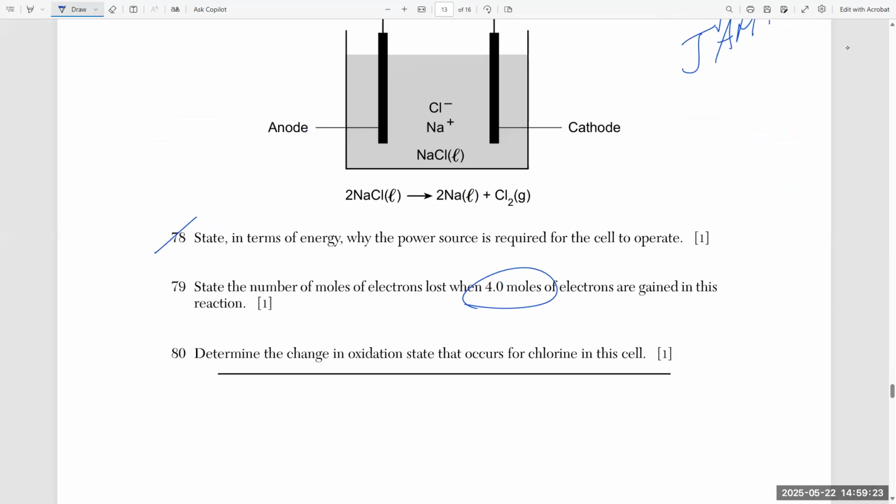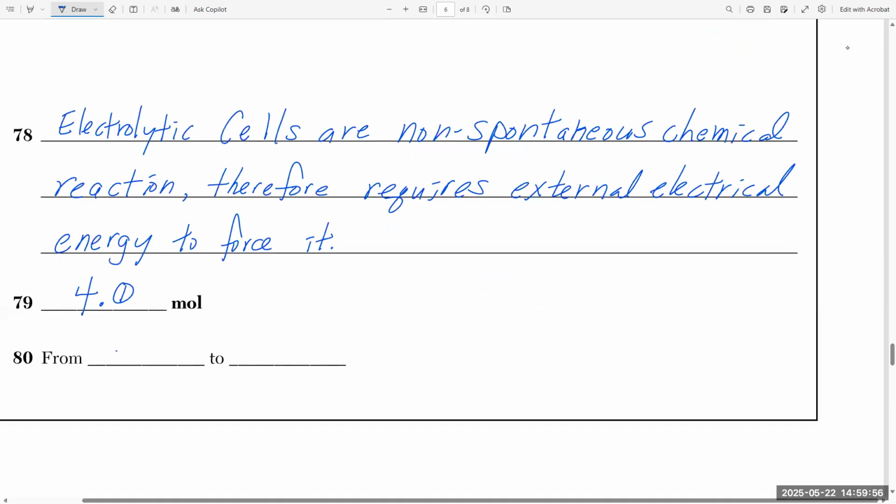All right, let's go to 80. Determine the change in oxidation state that occurs for chlorine in this cell. You're like, oh no, what do we know, right? What is it asking you to do? You remember rule number 1. And then after that, chlorine is a halogen, so it's going to be -1. That's going to be +1. And it says for chlorine. So essentially, we're going from this to this, right? So easy. It's going from -1 to 0, okay?